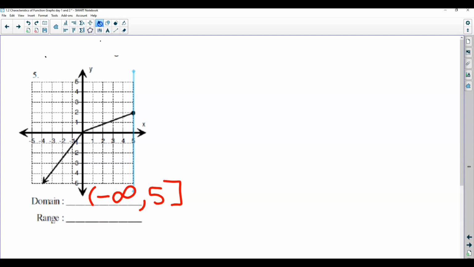Okay, now we're going to do range. Range has to start at the bottom because it's in order from least to greatest. So now my scanner is about to scoot up from the bottom to the top. So here I am scanning. Right there. The first thing I land on is the arrow again. So my range is starting with negative infinity.